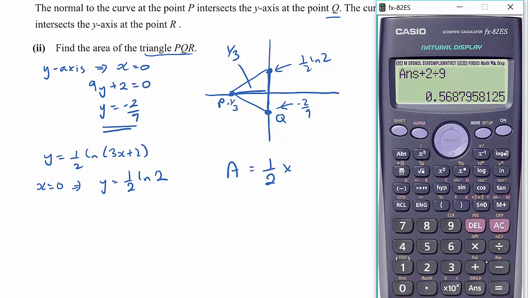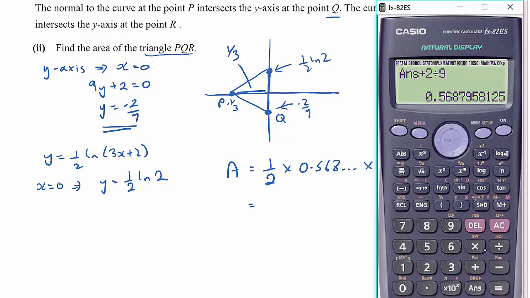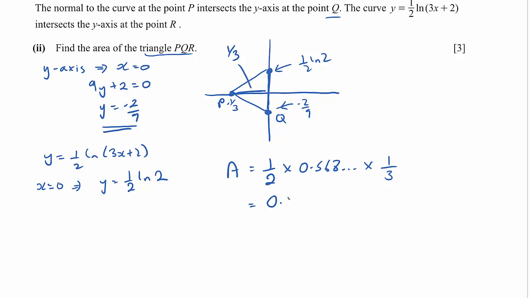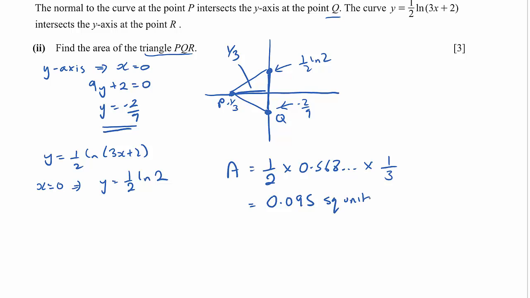so 0.568, and so on, times the height, which is 1/3. So we need to multiply that by 0.5 and then by 1/3. And that gives me 0.095. Check that, 0.095 square units, and I've given that to 3 decimal places. Just looking at the mark scheme, they allowed that, although the initial mark scheme did say 0.0948, so they wanted 3 significant figures.